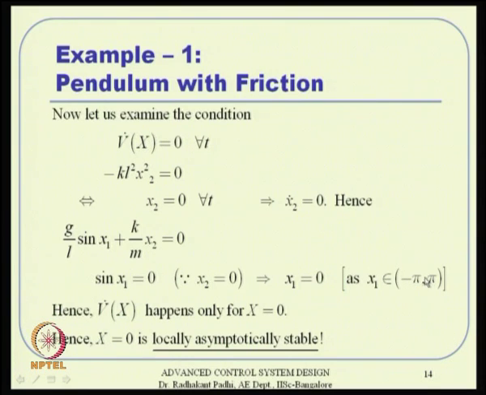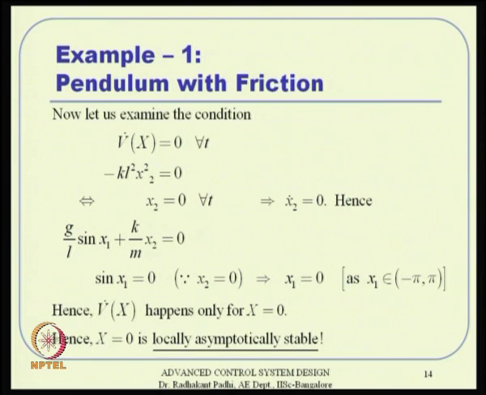But at any other point around that, in the entire region, the only solution for which V dot is equal to 0 is the equilibrium point that I talked about. Okay. So, that means there exists a region R for which V dot is equal to 0 only at the equilibrium point, nowhere else.